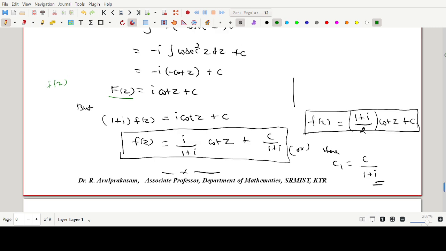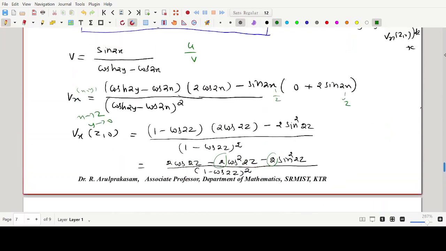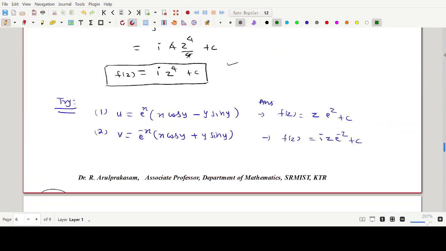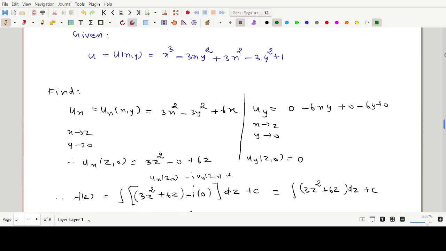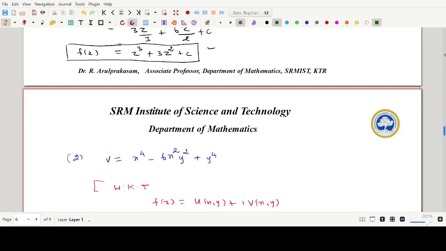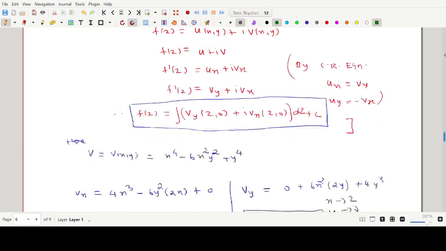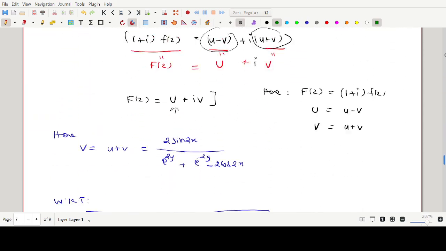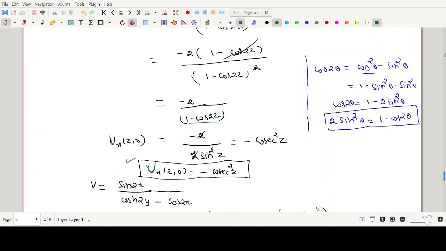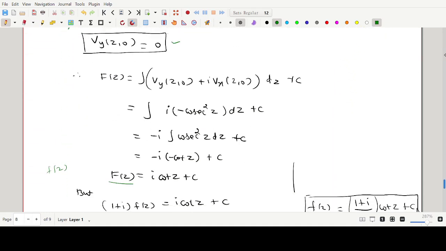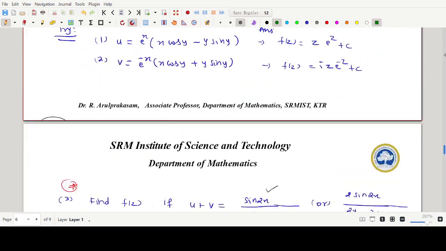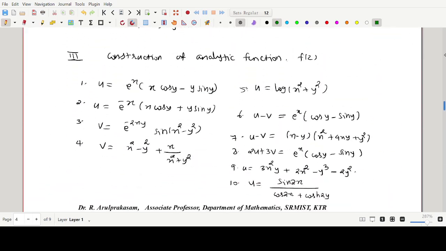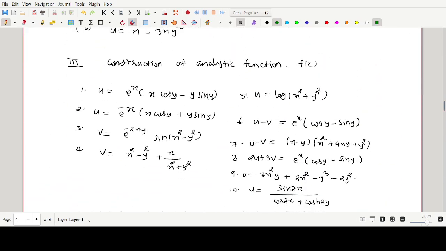These three methods are most often asked in questions, and you can solve these problems in a very easy manner. The real part is given: how to construct the corresponding analytic function. The imaginary part is given: how to construct it. And the difference or sum of two harmonic functions is given: how to construct it. Only these three kinds of problems are there. So solve a number of problems and practice. I have given a list of problems; try to solve and practice this construction of analytic functions.